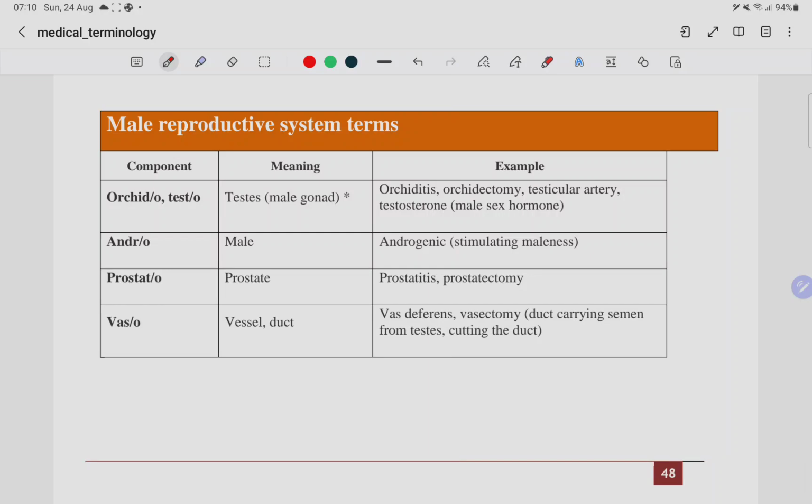Okay, when I say orchido or testo, it means the testis. So orchiditis means inflammation of the testis. Orchidectomy means removal of the testis. Testicular artery means the arteries supplying the testis, and testosterone is the male sex hormone. Andro means male, so androgenic means stimulation of maleness. Okay, prostate means prostate. So prostatitis is inflammation of the prostate. Prostatectomy is removal of the prostate.